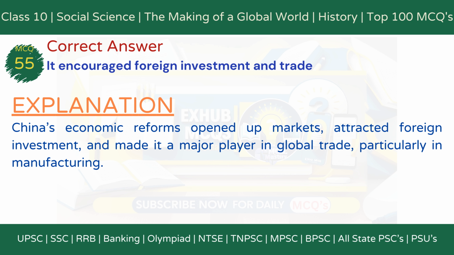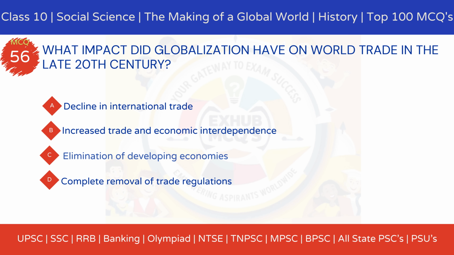MCQ 56. What impact did globalization have on world trade in the late 20th century? Option A, decline in international trade. Option B, increased trade and economic interdependence. Option C, elimination of developing economies. Option D, complete removal of trade regulations.